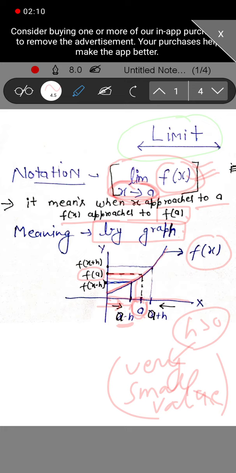Similarly, when we approach a from a plus h, that means from the right hand side, this line will again approach f(a), okay. The value of the function f(x) approaches again nearly f(a). So when we are approaching along a minus h, it is called the left hand limit, and when we are approaching from a plus h, the right hand side of a, it is called the right hand limit, okay. I'm going to explain it also on the next page. I hope you understand this graph. This graph represents the meaning of a limit.